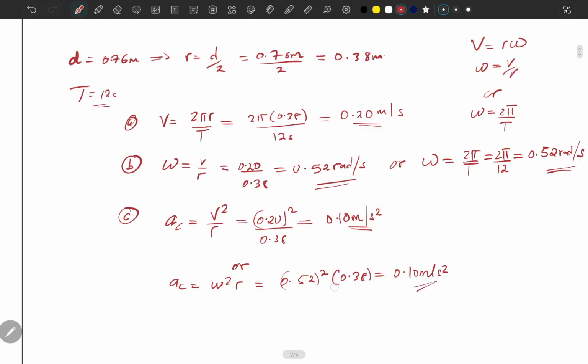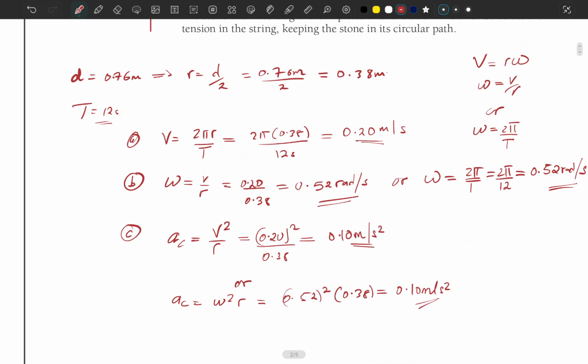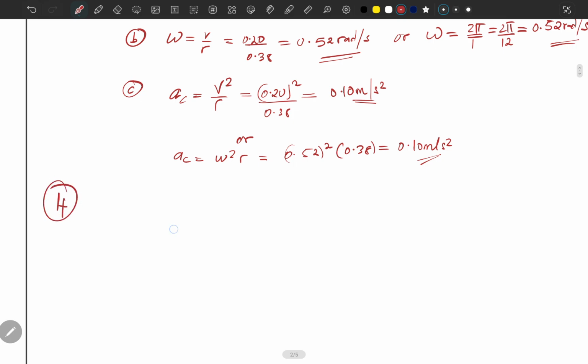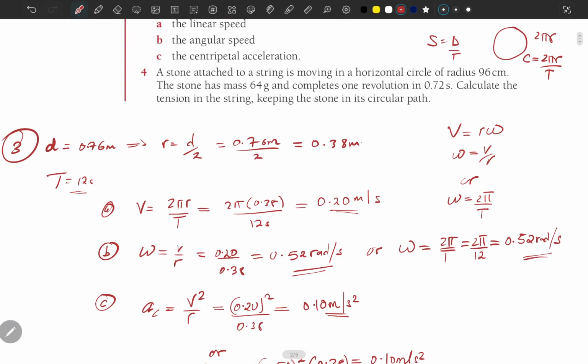What next? This was question 3. Let's go to question number 4. Question number 4 says, a stone attached to a string is moving in a horizontal circle of radius 96 centimeters. The stone has mass 64 grams and completes one revolution in 0.72 seconds. Calculate the tension in the string keeping the stone in its circular path.